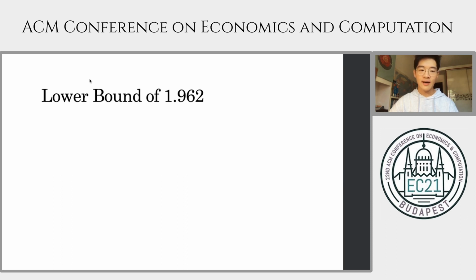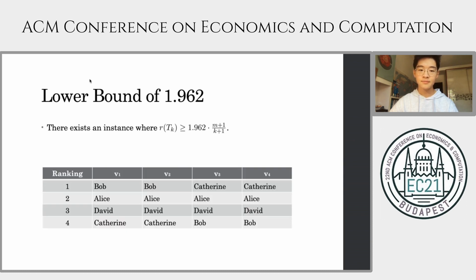Then we show an almost matching lower bound of 1.962. Essentially, we will show that there exists an instance where the Borda score of Tk is lower bounded by 1.962 times (n plus 1) over (k plus 1). Unlike before, where we used to see the preference profile of an election as a rectangular table, in this construction, we see the preference profile as a cylinder instead.